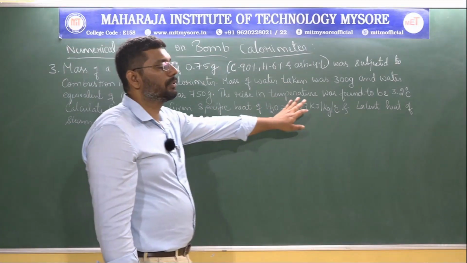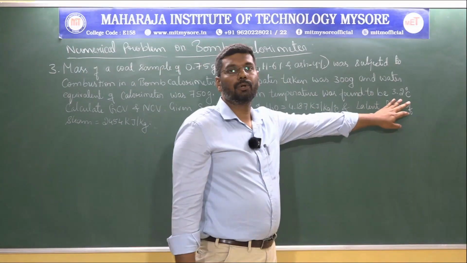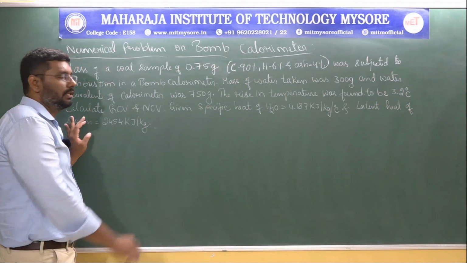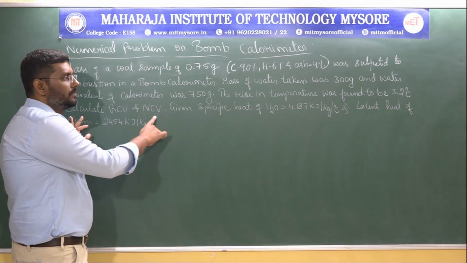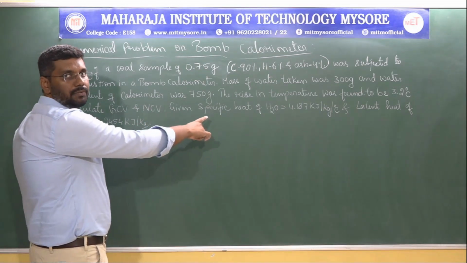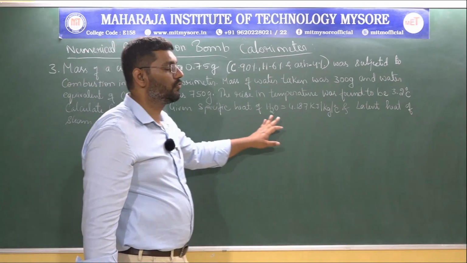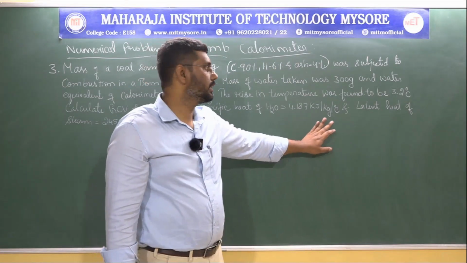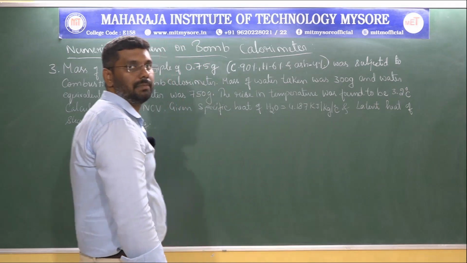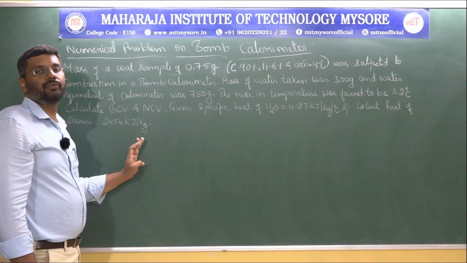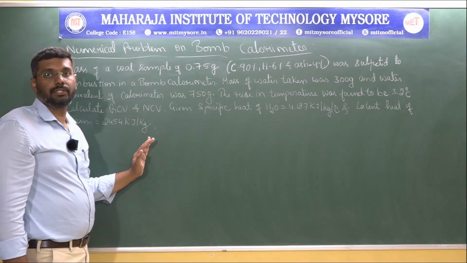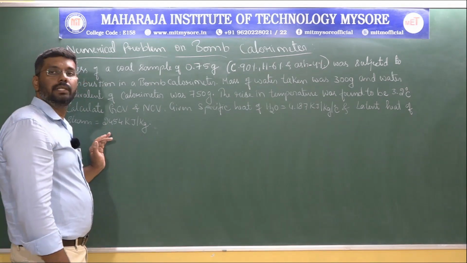And the rise in temperature was found to be 3.2 degrees centigrade, and he clearly tells us to calculate GCV and NCV by giving the specific data, that is specific heat of water as 4.187 kilojoules per kg per degree centigrade and latent heat of steam as 2454 kilojoules per kg per degree centigrade. Okay, so this is the given data.